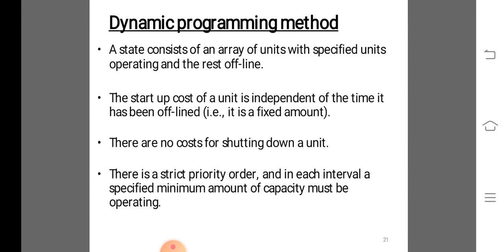Then the dynamic programming method. Dynamic programming has many advantages over the enumeration scheme, the chief advantage being a reduction in the dimensionality of the problem. Suppose we have four units in a system and any combination of them could serve the load. There would be a maximum of, for example, 2^4 minus 1 equal to 15 combinations to test. However, if a strict priority order is imposed, there are only 4 combinations to try.